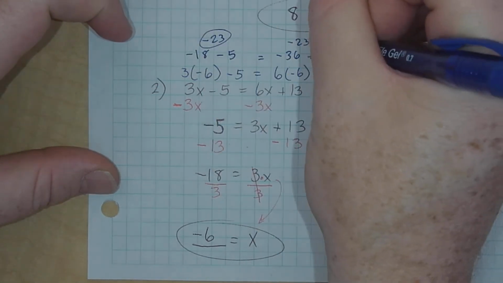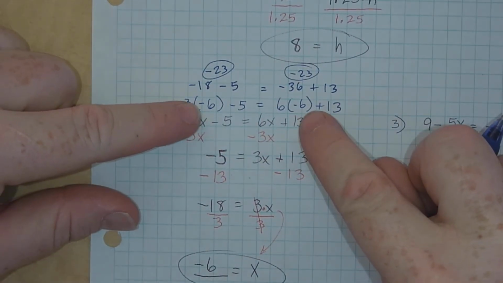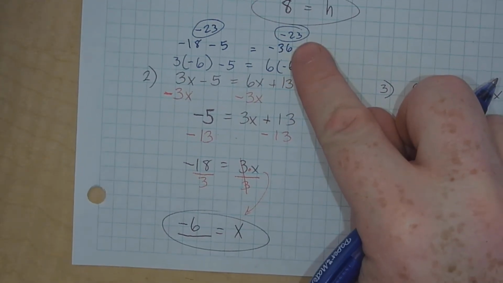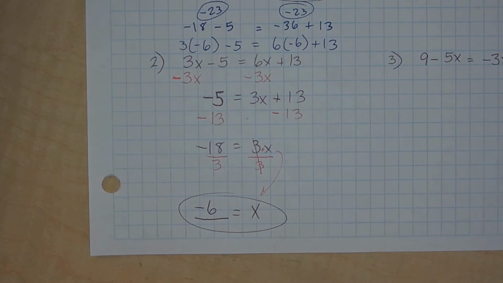So they both equal each other because they both had the same solution, right? X had the same value. So you're able to have them equal to each other. So that's that. That's number 2.